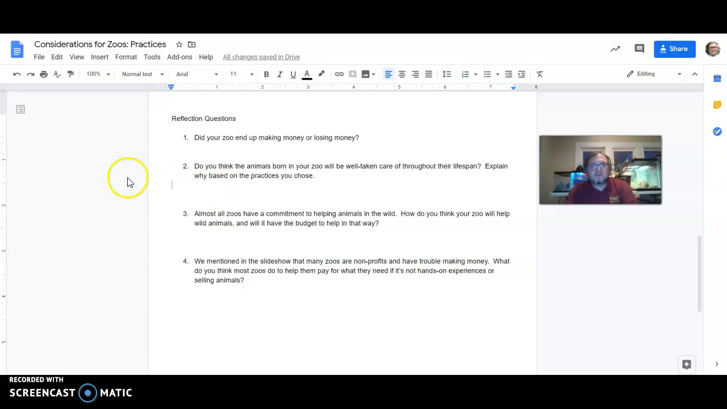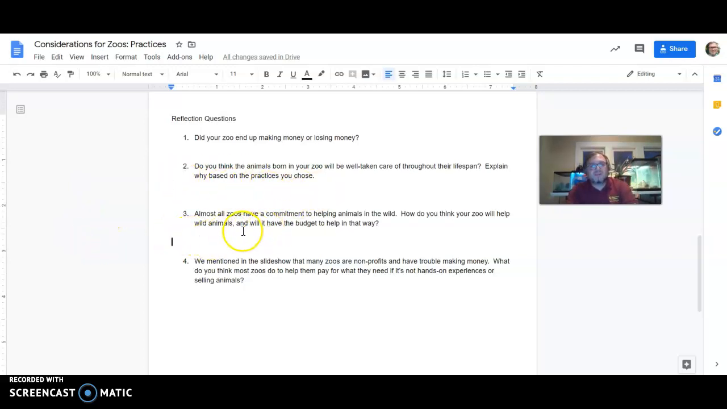2, do you think the animals born in your zoo will be well taken care of throughout their lifespan? Think about, are they staying with you the whole time? Are you giving them good care while they're at your zoo? Are they going someplace else? Is it with a private owner or just somebody else or a game farm? Again, think about it based on the practices you chose.